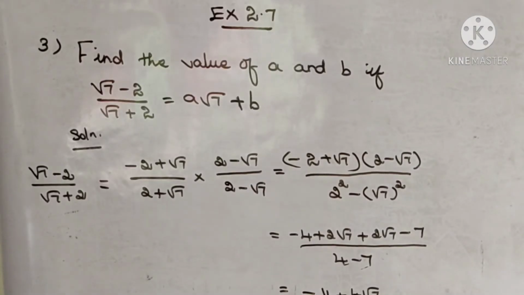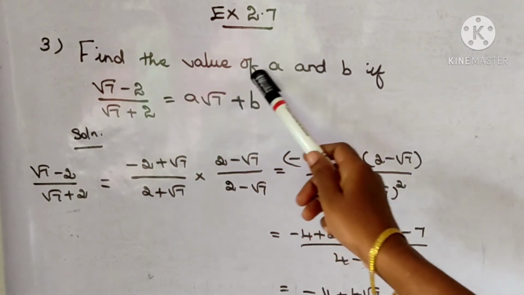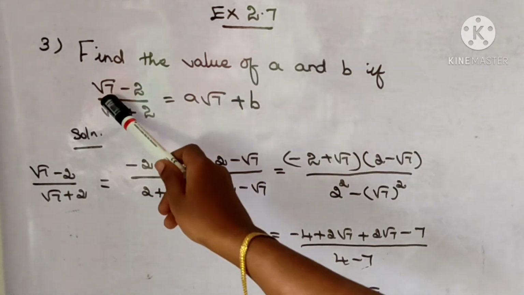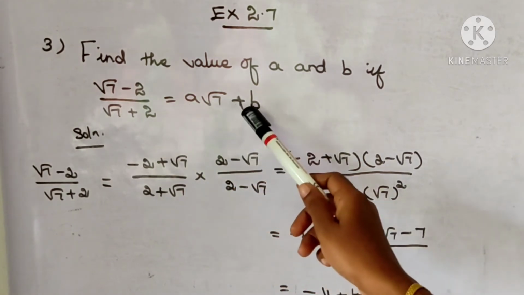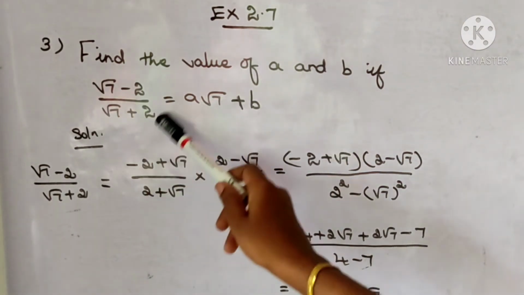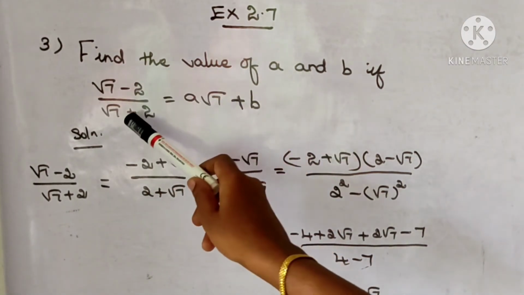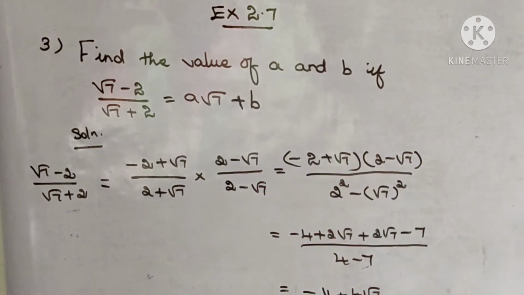Let's do some exercise problems. Exercise 2.7, third question. Find the values of a and b if root 7 minus 2 by root 7 plus 2 is equal to a root 7 plus b. Find out a and b. So we simplify the left hand side. We convert the left hand side term into a root 7 plus b. After that, equating both sides, we get the a and b values.